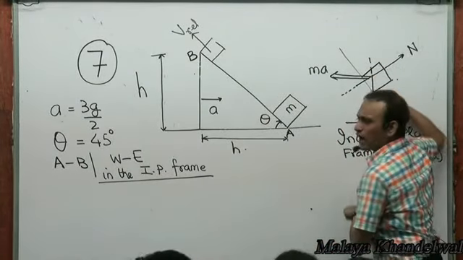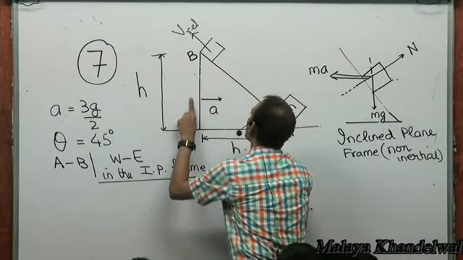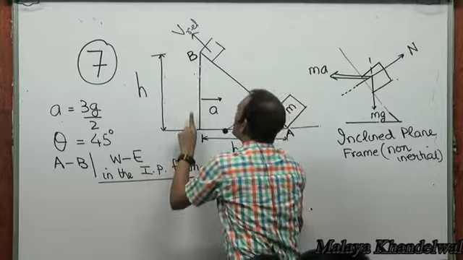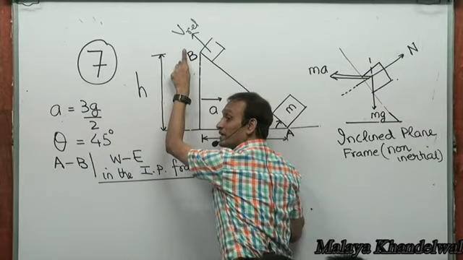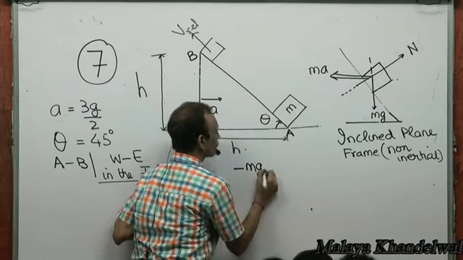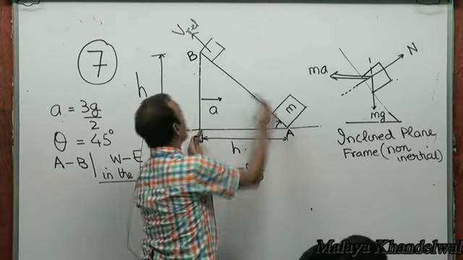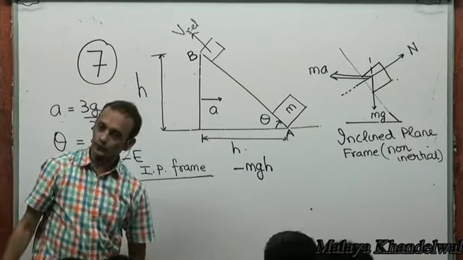So mg is acting downwards all along. In the inclined plane frame of reference, when the particle goes from A to B, the displacement is h upwards and mg is acting downwards. What's the work done by gravity? Minus mg into h, this h, right?